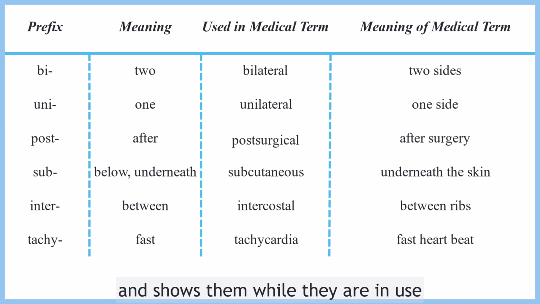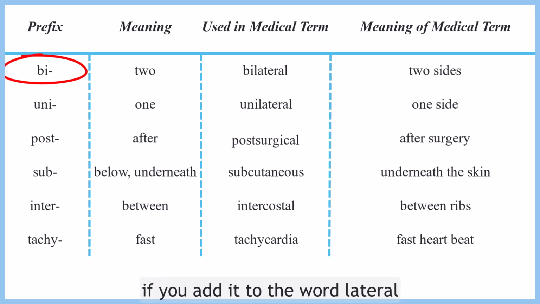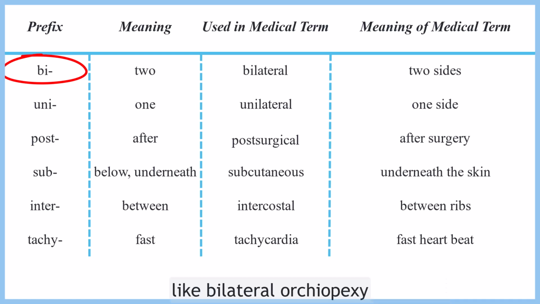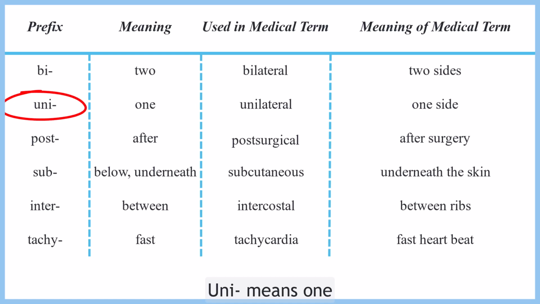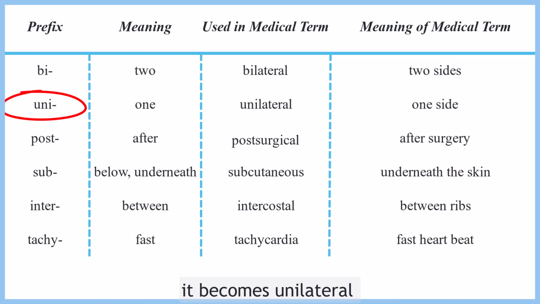Let's read over this table. The prefix bi means two. If you add it to the word lateral, it becomes bilateral, which means two sides, like bilateral orthopexy. Uni means one. If you add it to the word lateral as well, it becomes unilateral, which means one side.